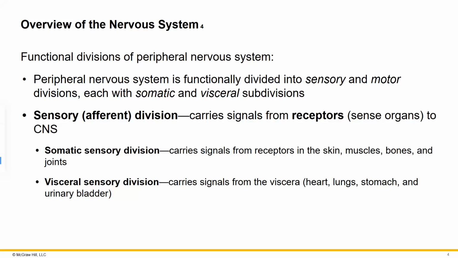Visceral sensory division carries signals from the viscera, like the heart, lungs, stomach, and urinary bladder. Those are typically under involuntary control. We cannot voluntarily tell our heart to beat a certain way, so that's involuntary. It's going to beat according to its own electrical conduction system.